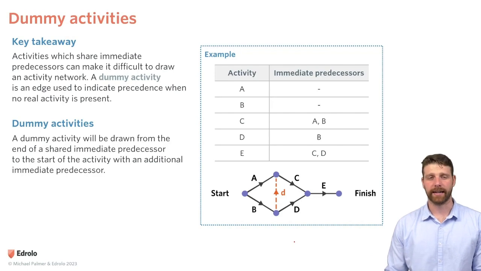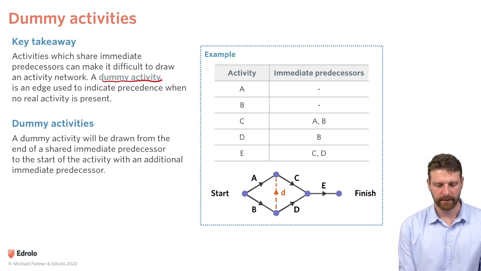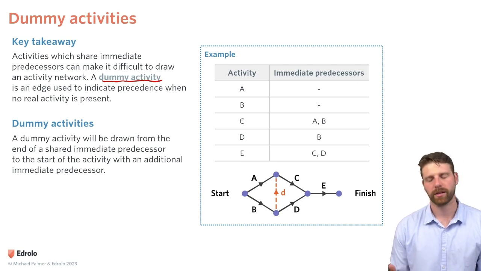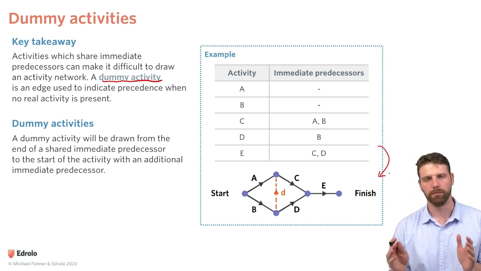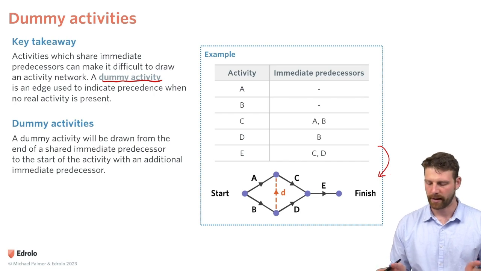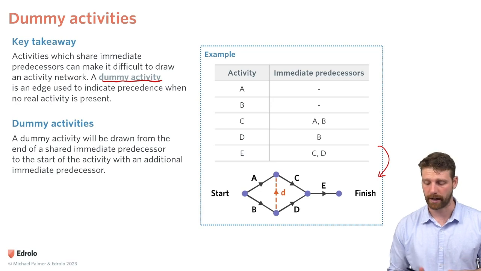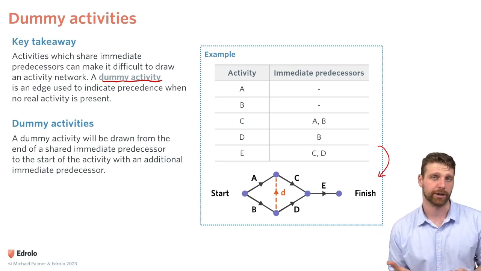Okay, let's take a look at dummy activities. Our key takeaway today is that activities which share immediate predecessors can make it difficult to draw an activity network. A dummy activity is an edge used to indicate precedence when no real activity is present. So what does this mean? I said before that if you're trying to draw an activity network from a table, that can be quite challenging and take several goes to get it right. And sometimes it's not even possible to draw it in such a way that you can connect the activities in a nice way to show the precedence.